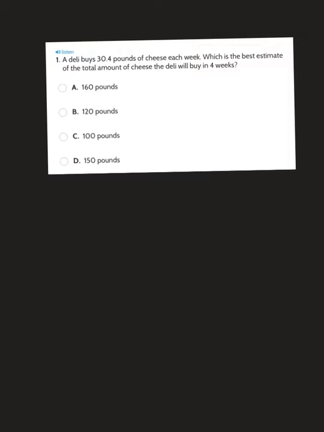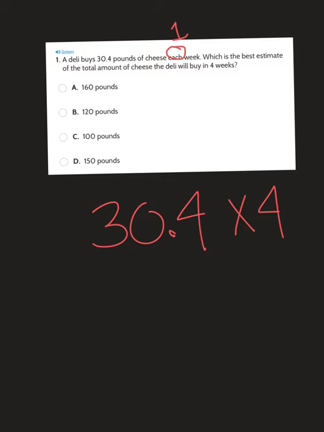Okay, here's a couple of hints. I know that the word each means one. And in this case, each week means 4 weeks. So there's actually 4 weeks. Okay. So 30 and 4/10 pounds of cheese in 4 weeks. And I know I'm doing multiplication, right? I know that I'm still multiplying, so this is going to set myself up to find the answer.